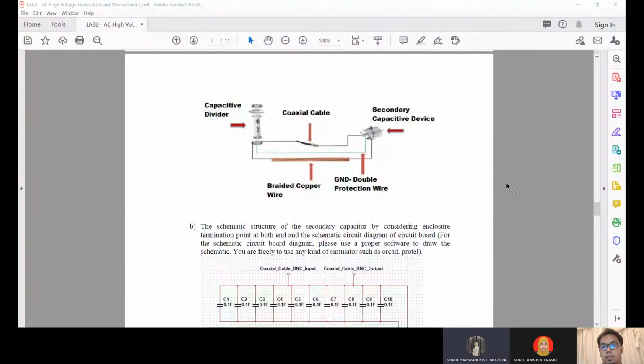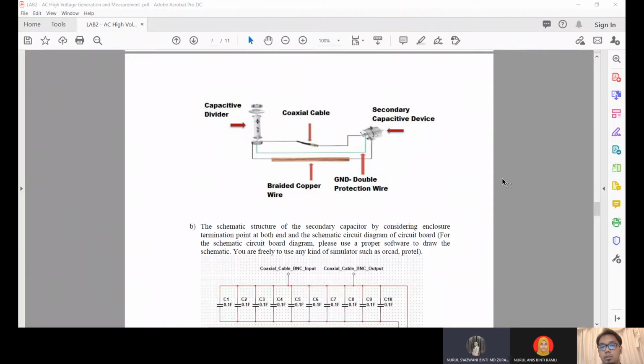Also, as a precaution, double protection is a practice of connecting a grounding cable from the secondary capacitive device to the capacitive divider.